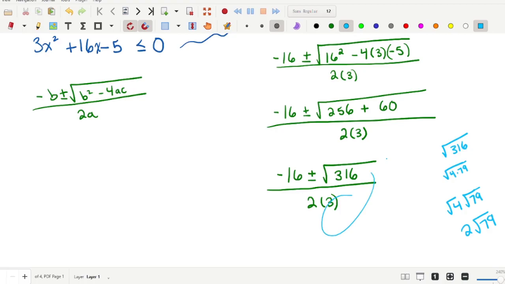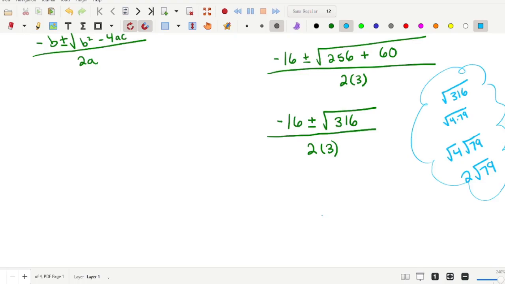I could put it in a little cloud. All right, so we have that. So now I'm going to make it negative 16 plus or minus 2 times the square root of 79 over 2 times 3. At this point, it's tempting to just do this, like I was saying before. But you actually have to cancel it like this.